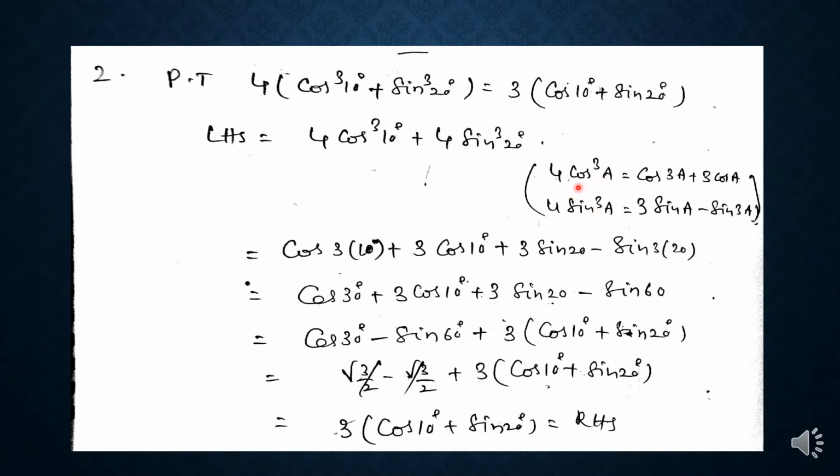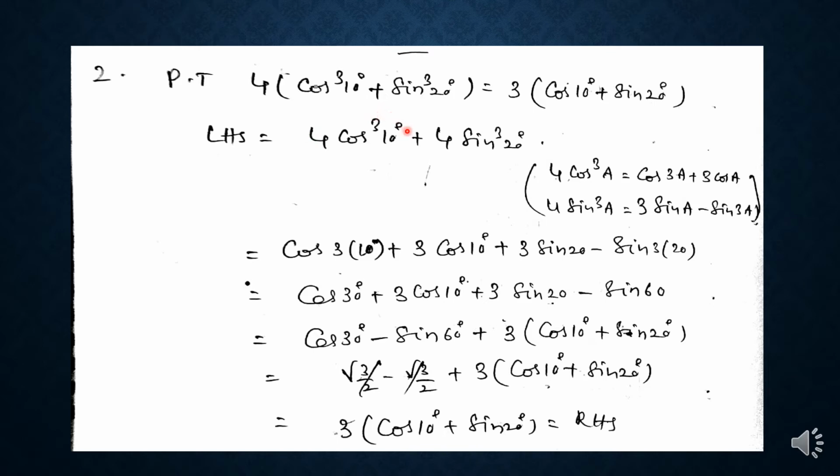By using those formulas, we can write 4 cos cube a as cos 3a plus 3 cos a, and 4 sin cube a can be written as 3 sin a minus sin 3a. So these are the formulas from the cos 3a formula and sin 3a formula. So here 4 cos cube a, where a is equal to 10 degrees.